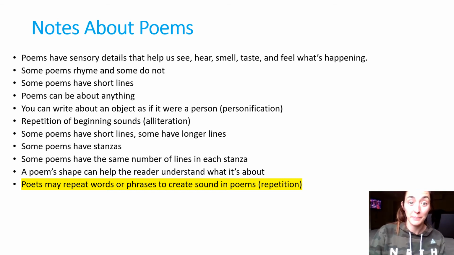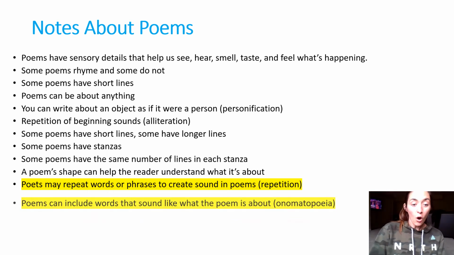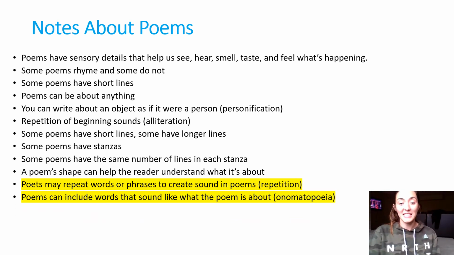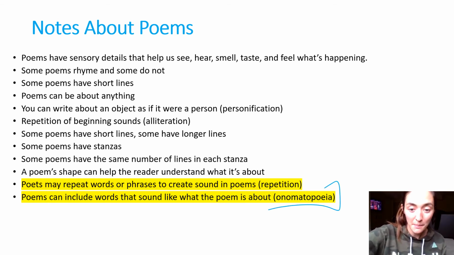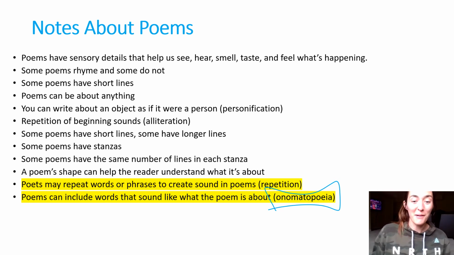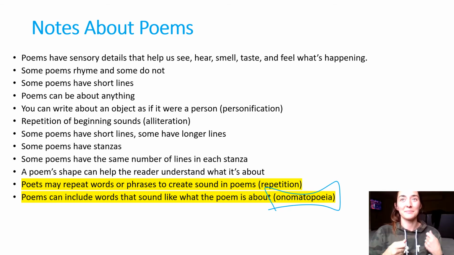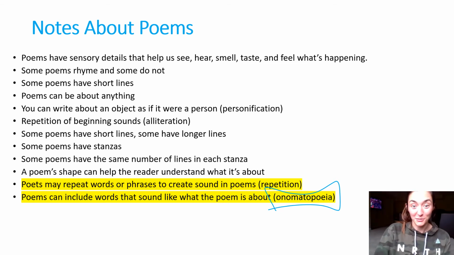So they might use repetition, kind of that back and forth repeating itself. Or poems can include words that sound like what the poem is about. And that long word down here is onomatopoeia. So when we use onomatopoeia, we kind of try to make the words sound like maybe the critter or object or thing that we're talking about. We'll learn more about that today.